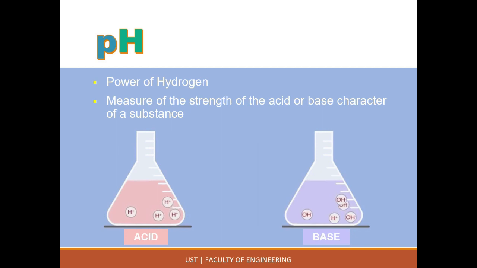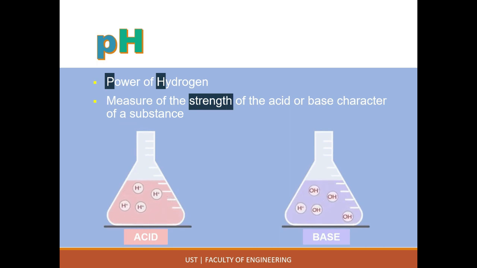pH is short for power of hydrogen. This is because hydrogen ions are pivotal to the behavior of acids and bases, which is what pH describes. So basically, pH is the measure of the strength of the acid or base character of a substance.